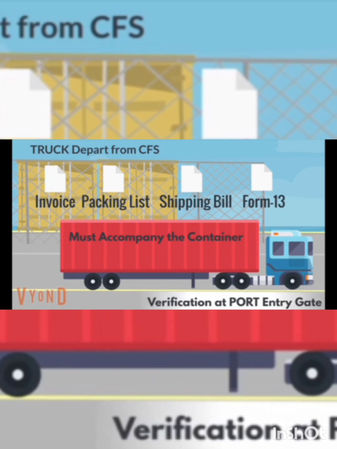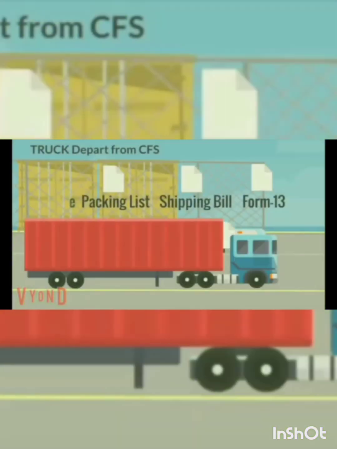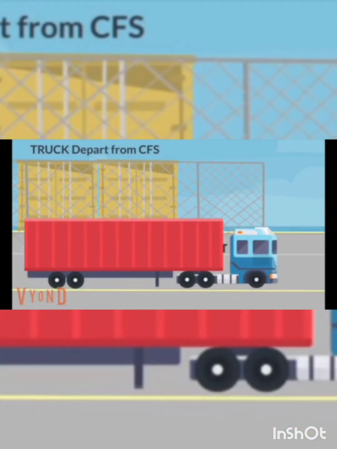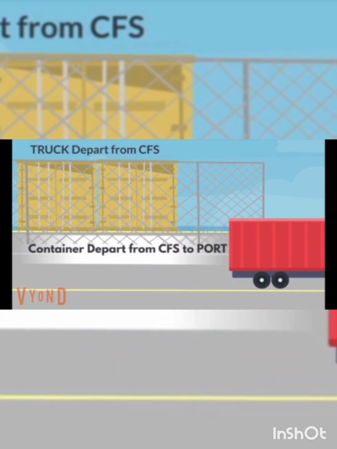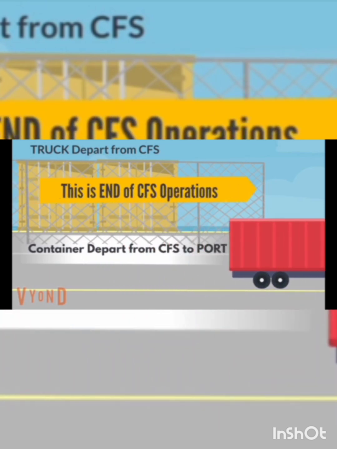So the clearance officer asks the concerned staff to start the stuffing work so that customs permission can be obtained. So CFS staff assign laborers to unload the 120 boxes inside in front of the customs officer. This is the end of CFS operations.